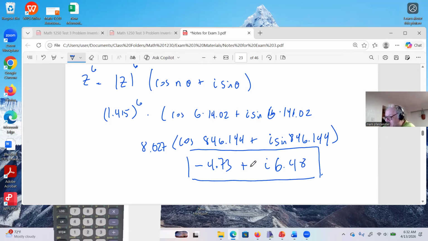So that's the answer I'm going to report as my value. You can write the i after that. It's fine. 6.48, we'll say i. Put it there. All right, and that's how you do a problem like that.